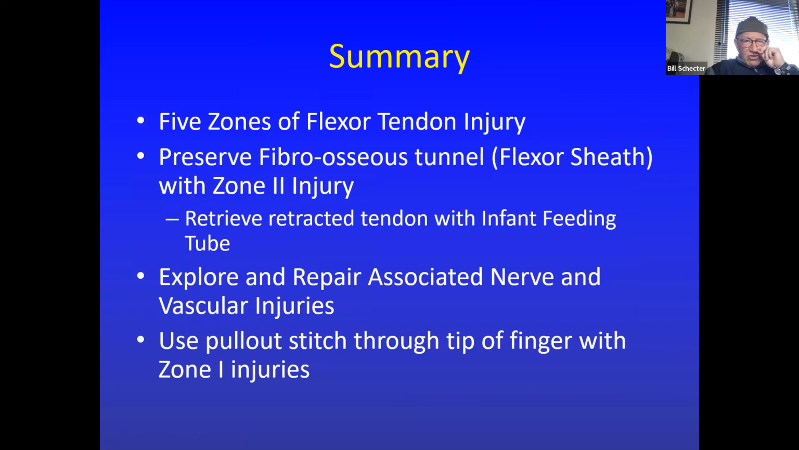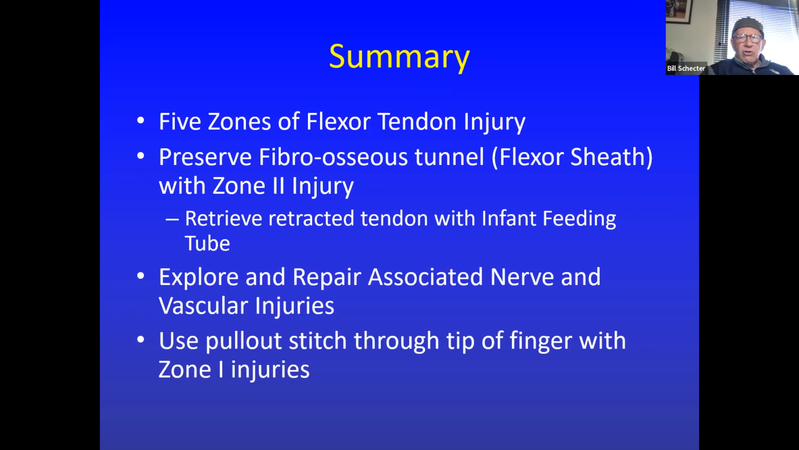So to summarize our discussion of flexor tendon injuries, we talked about the 5 zones of tendon injury. We talked about in zone 5, the fact that the median nerve is the key to the dissection. You've got to find and preserve the median nerve. Then you know everything is ulnar to the median nerve, except the flexor pollicis longus, the radial artery, and the flexor carpi radialis tendons.